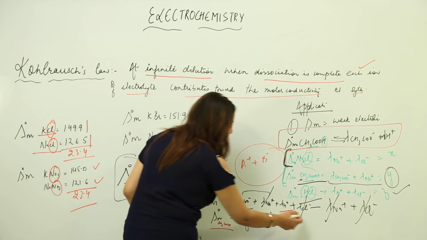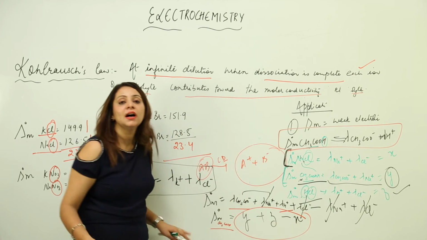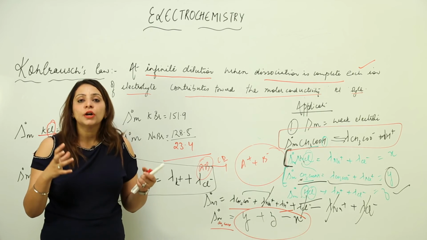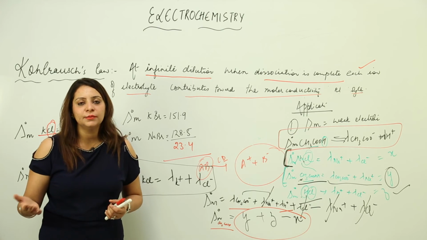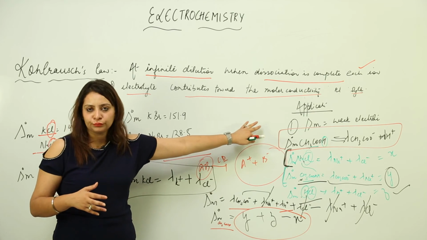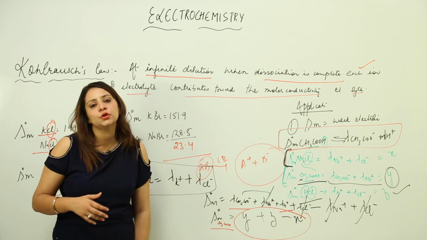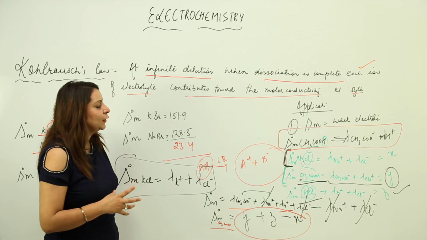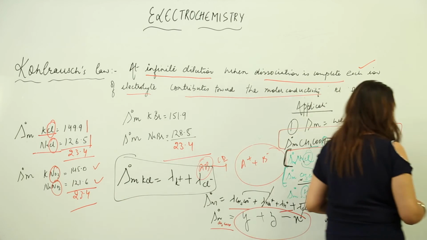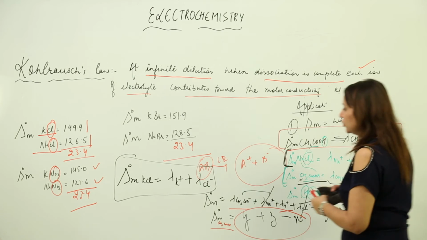So that means by following this method, adding the molar conductivity values for the uncommon ions and subtracting the other one, we are going to get the value for the weak electrolyte. So this is how we are going to calculate the molar conductivity for the weak electrolyte. So this is the first application. Let's see the second application.